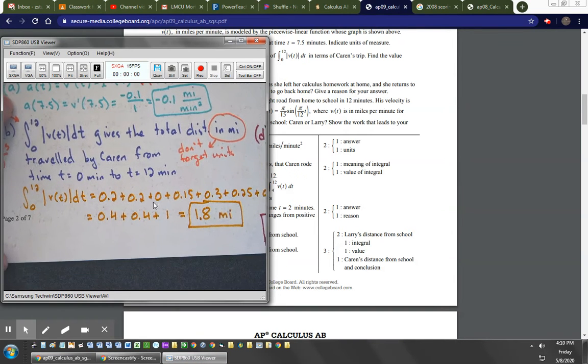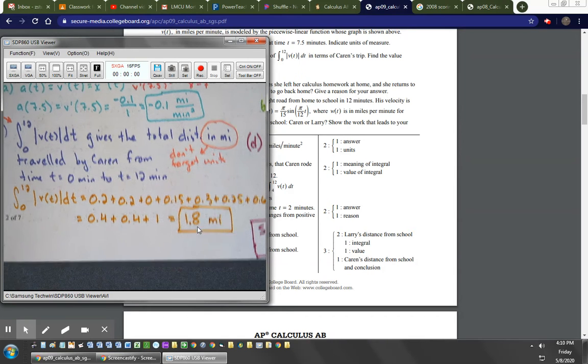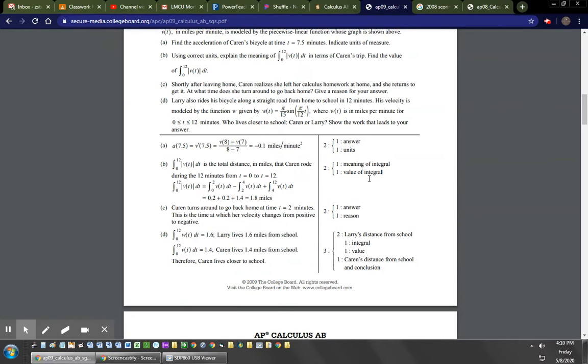And if you look at that, we had that little reminder note in there: don't forget your units after you're talking about the distance. So in these story problems or free response questions where you have units, anytime you talk about a measure, put units afterward. Traveled from time t equals 0 minutes to 12 minutes, okay? And then the actual value of the integral, notice they did it too.